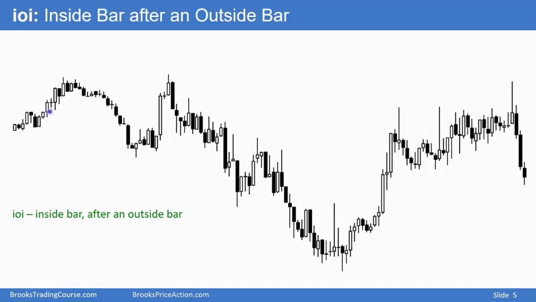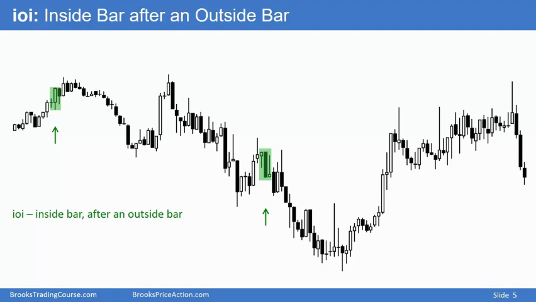IOI, you have an inside bar here, and this bar is outside that bar, so it's an IOI pattern there. And where else? Over here, we have an inside bar, and this bar is outside the prior bar, so we have a pair of IOI bars. Again, breakout mode patterns.